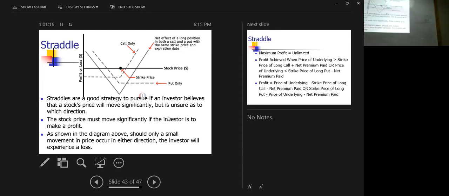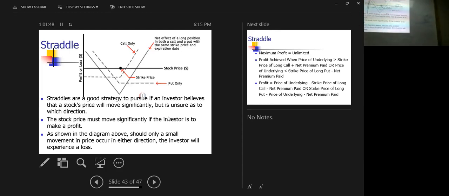And any stock prices above the one to the right and below the one to the left will be a profit. You see that? This is profit or loss. So anything from here is profit, and anything from here is profit, right? Anything here, you can clearly see, is loss, right?